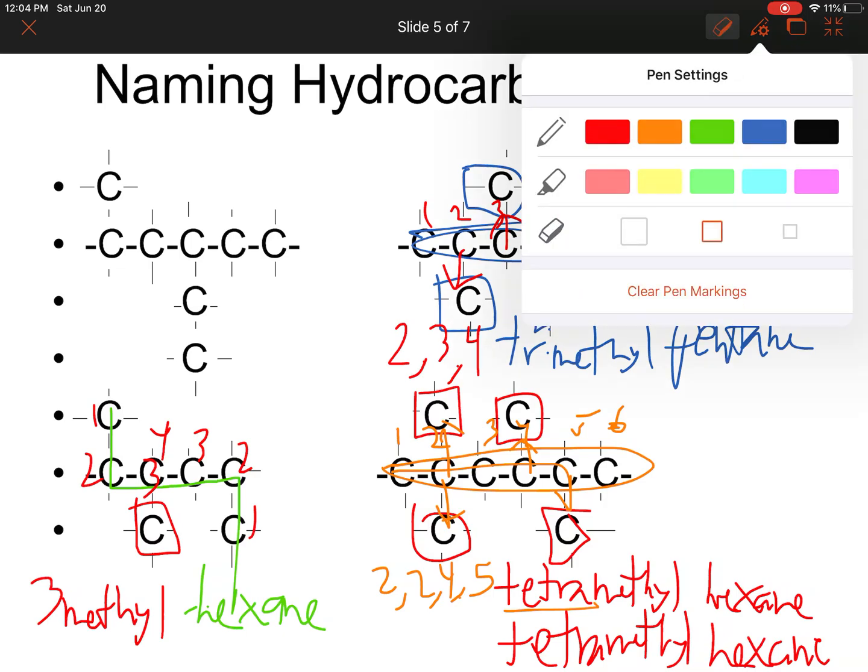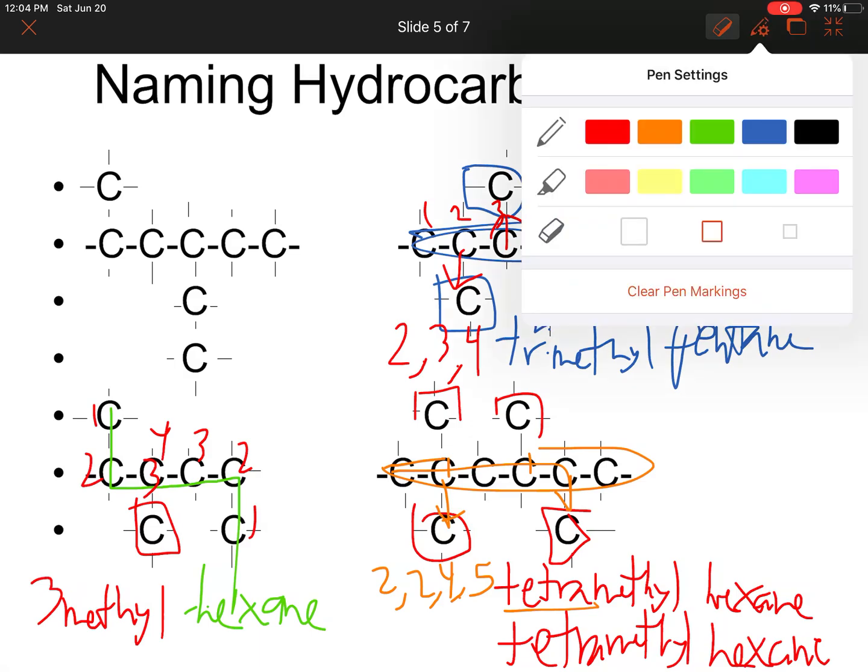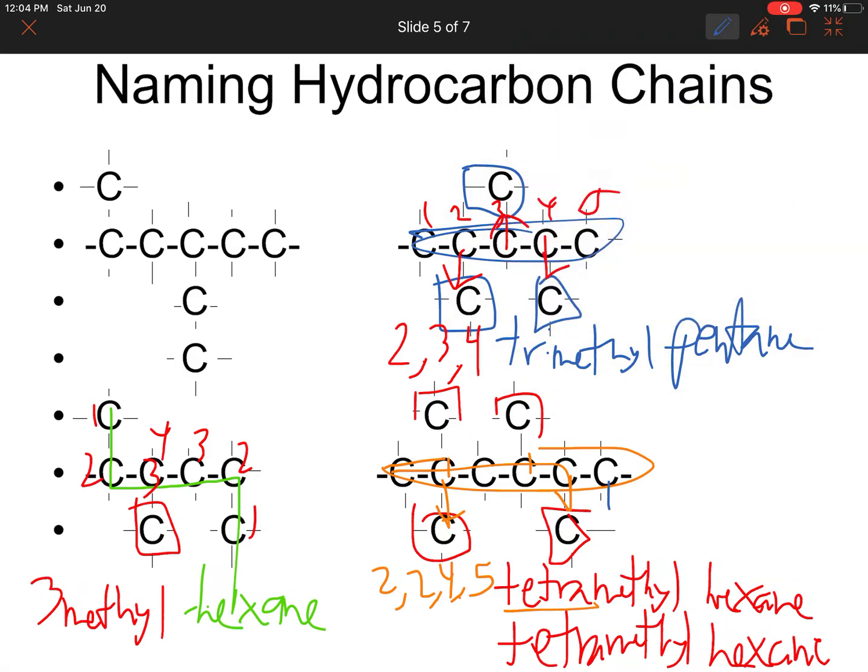Now, we're going to erase these numbers. All right, like we did last time, erase the numbers. We're going to count right to left. Which is better? 1, 2, 3, 4, 5, 6. Well, the 2. You have the 3. It's on the number 3 carbon. 5, 5. Well, if you add them up, 2, 2, 4, 5 is 13. 2, 3, 5, 5 is 15. 13 is smaller than 15, so 2, 2, 4, 5 is your answer.